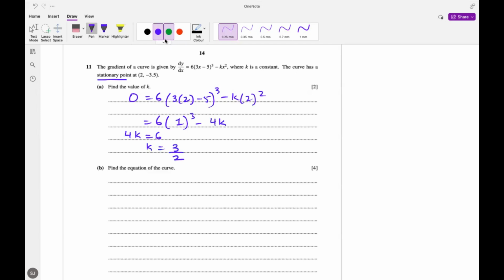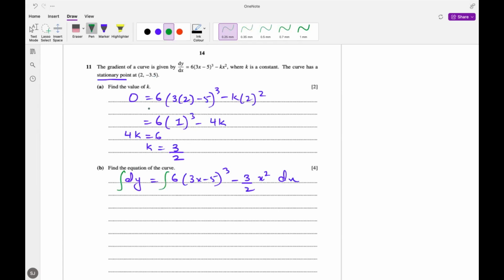In part B, we have to find the equation of the curve. To find the equation of the curve, we'll integrate the expression for dy/dx. We'll first write this as dy equals 6 into (3x minus 5) whole cube minus the value of k, which is 3 upon 2, x squared dx. So we'll bring the dx on this side before integrating.